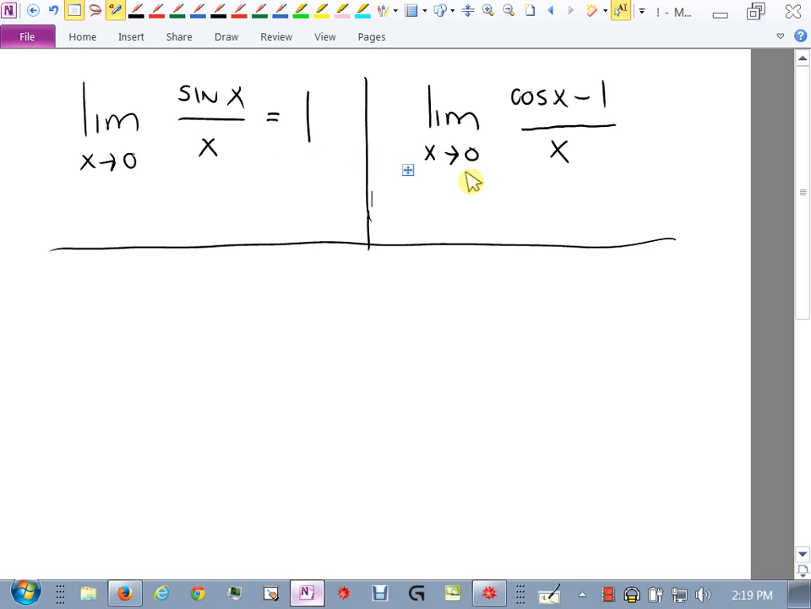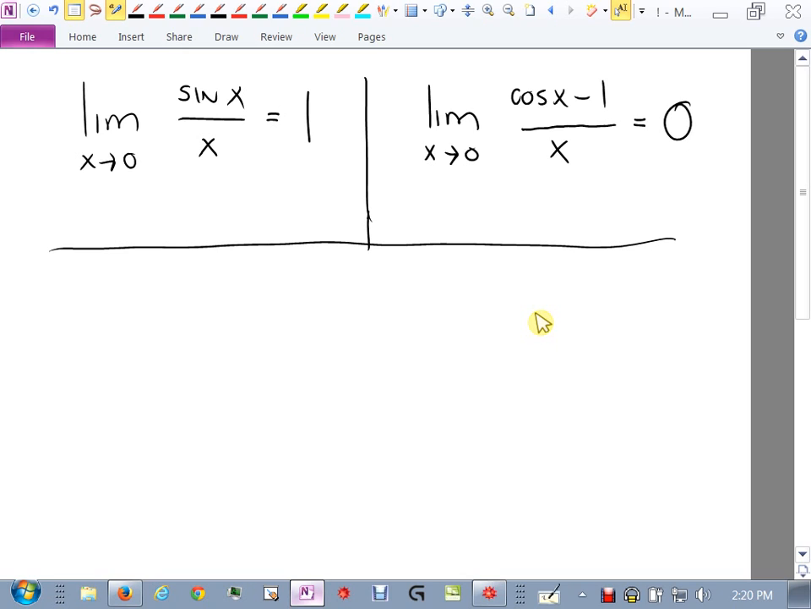All right. Then this one. X goes to 0. Cosine of 0, we all know, is 1. Minus 1 is 0. Over 0, we get 0 over 0. This one is 0. I forgot to put the thing there. Okay?